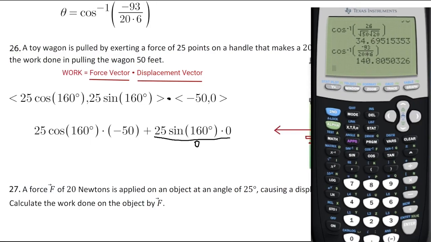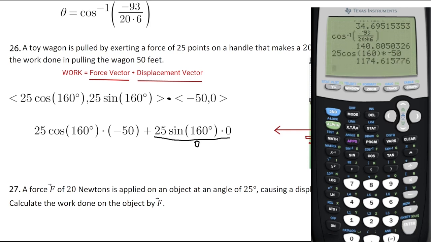Now, the force and the direction are in the same direction. The force vector and the displacement vector are both pointing sort of to the left, so we should expect a positive dot product here. So let's see what we got. 25 cosine of 160 degrees, times negative 50.